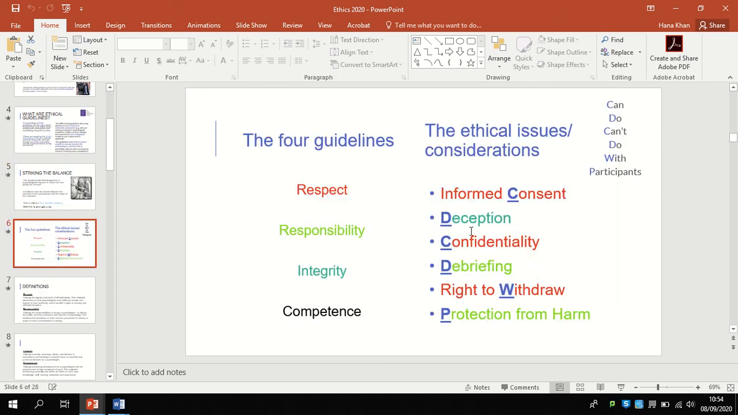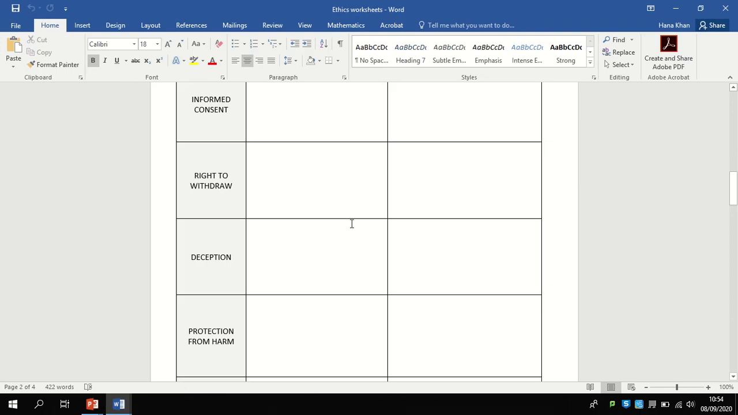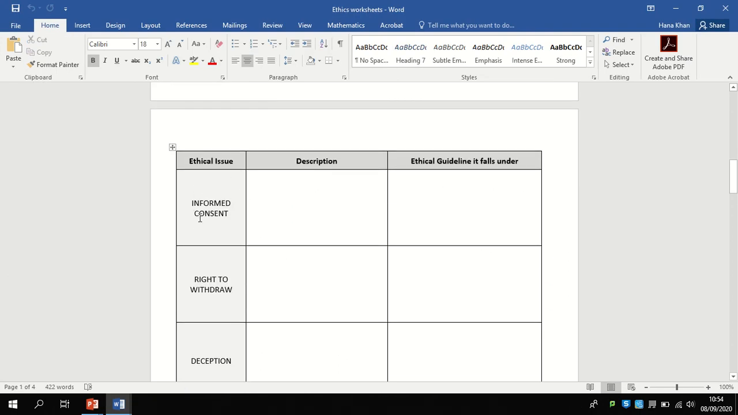So we have 6 ethical issues and 4 guidelines. Now, you are going to be writing down what these ethical issues are, and you're also going to be writing down the 4 guidelines and what they stand for. So if you have a look in your ethics worksheet, it says when we go through informed consent, the ethical issue, you're going to describe what it is, and then the ethical guidelines that it actually falls under, you're going to pop in this section and tell me what that means.